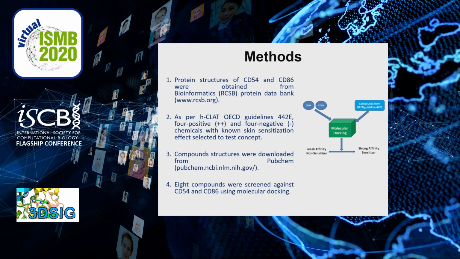In our method, first we obtain protein structures of CD54 and CD86 from the RCSB Protein Data Bank, which are shown here. Then we obtain the compounds which are mentioned in the OECD guideline of h-CLAT 442E. Then we perform molecular docking between the compound and the protein, and after molecular docking, we estimate the affinity. If we have a higher docking score, meaning a strong affinity, the compound is a sensitizer. And if we have a weak affinity, meaning a lower docking score, the compound is a non-sensitizer.